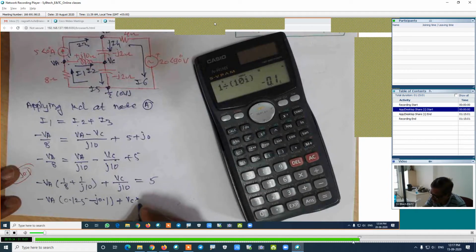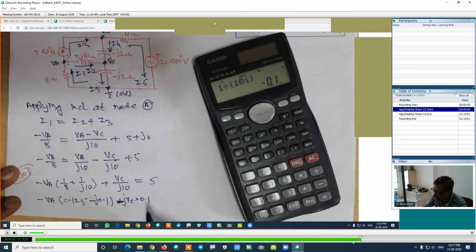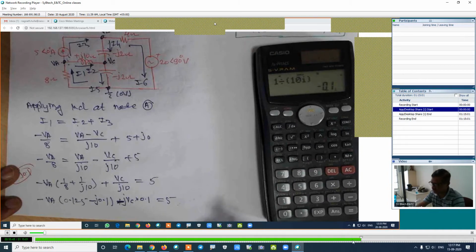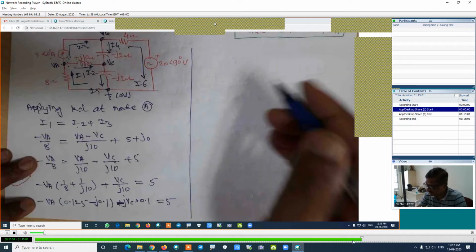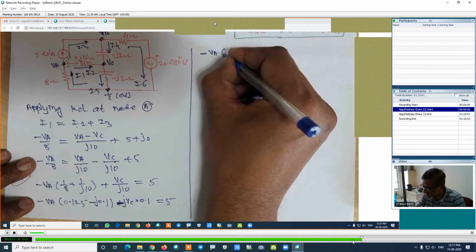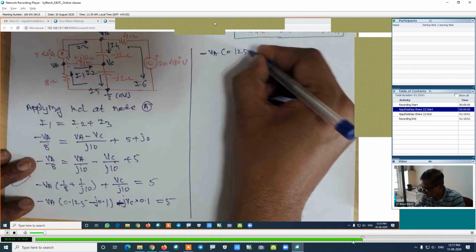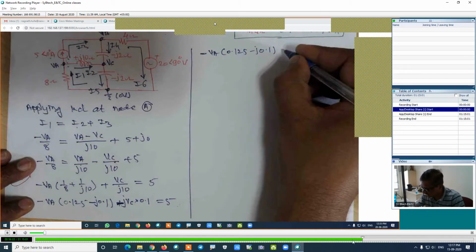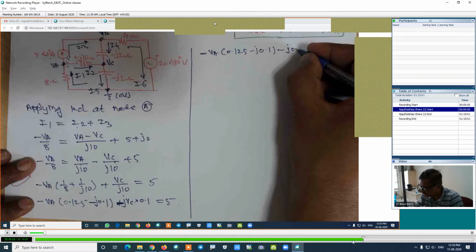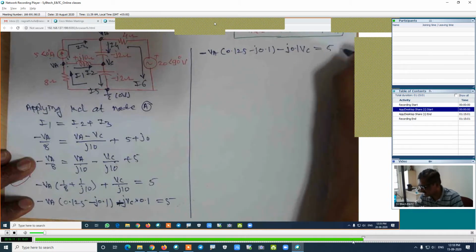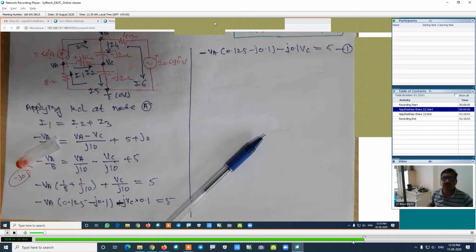This value is minus, and this is 0.1 and this is J. The J 0.1 VC will be this value of VC, which is equal to 5, and we will name this equation as equation number 1. I will simplify this equation further and write it as: minus VA, inside the bracket 0.125 minus J 0.1, minus J 0.1 VC, which is equal to 5. This is equation number 1, which is at node 1.